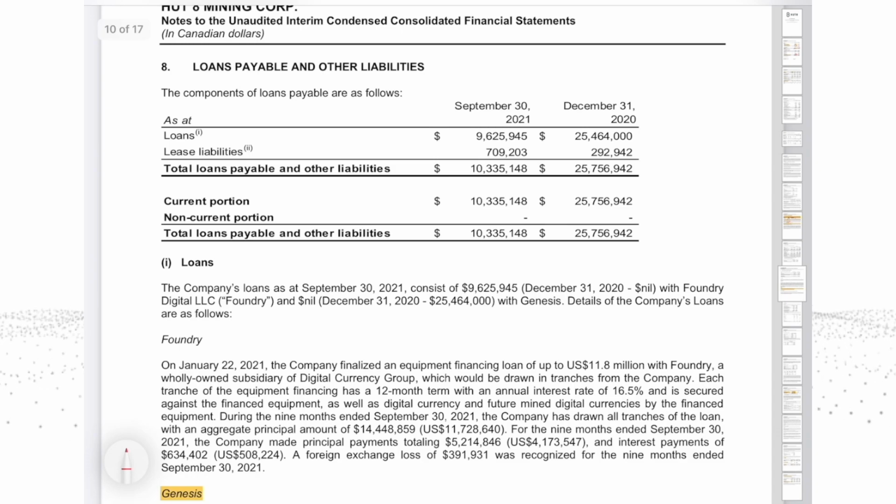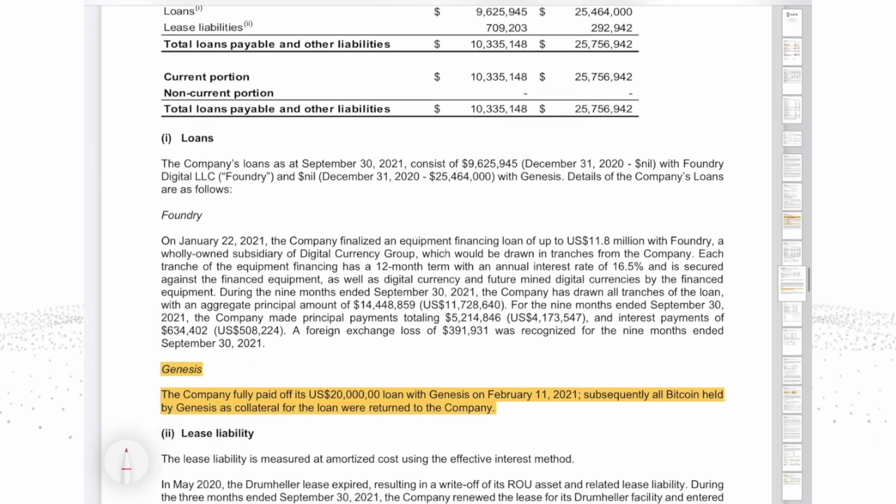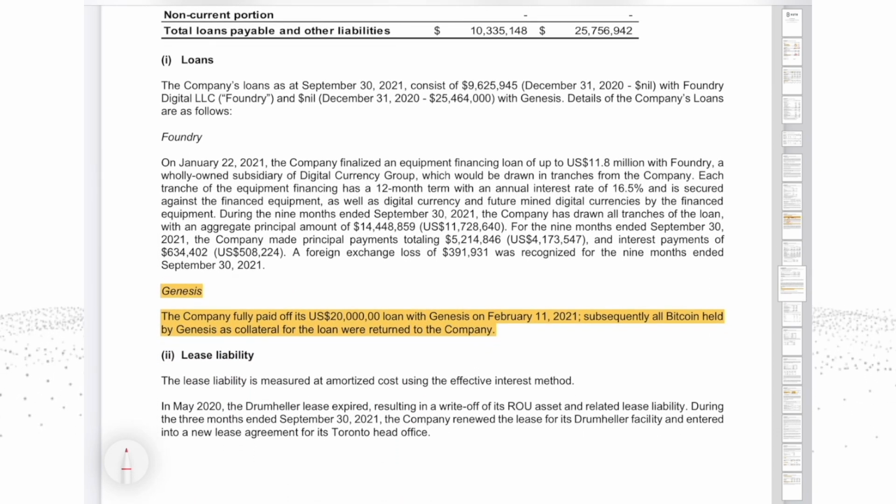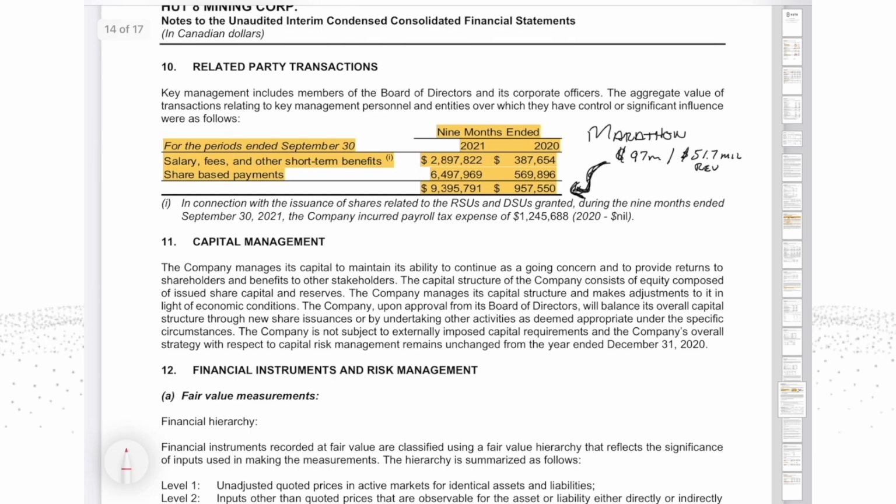Next thing that we wanted to look at. So Genesis, the company fully paid off its $20 million loan with Genesis on February 11th. So that was good to see. Surprised that they put that in here. It's so late. I think they put it in the other ones as well, but this is kind of just a breakdown of what's going on. What else do we have here?